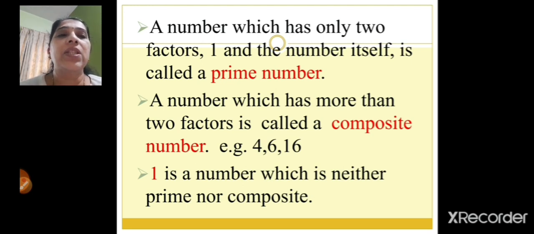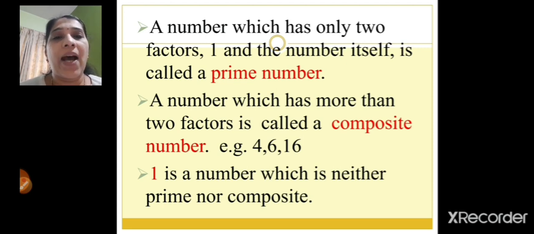A number which has more than 2 factors is called a composite number. For example, 4, 6, 16. So when I had shown you the factors, for 4 it is 1, 2, 4. So there are 3 factors, so it is more than 2. For 6 also, as I told you, 1, 2, 3, 6. Right? So they are having more than 2 factors. They are called composite numbers.